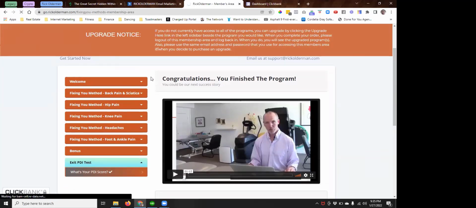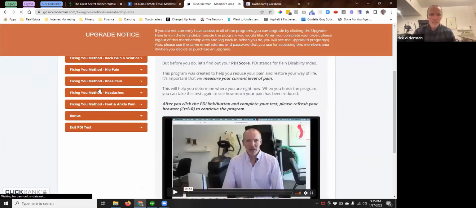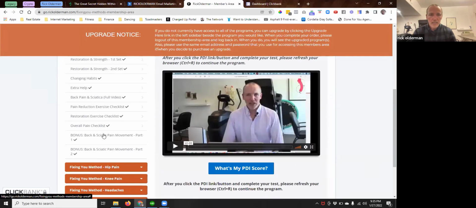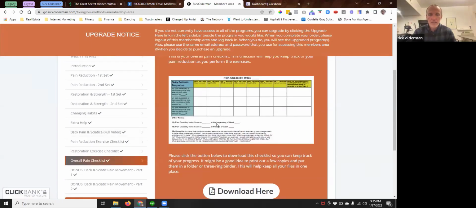Yeah, and that ties into the overall pain checklist because it asks you for your score there as well. If you come back, you can see that on the pain checklist right at the bottom there. Right here. So you don't have to fill out the checklists. They're just there to keep you honest. It's like me nagging you.